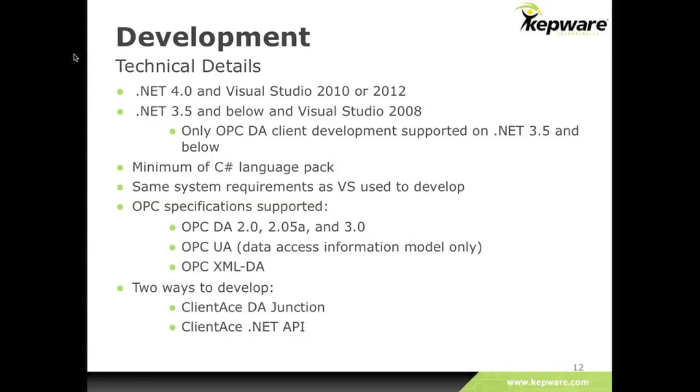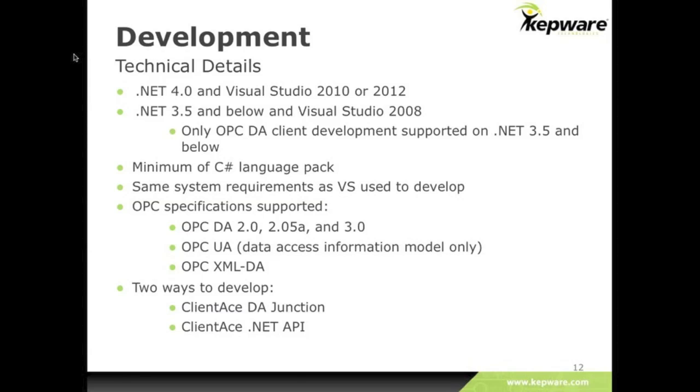Okay, so here are some more technical details. It's just overall support. We support .NET 4.0 and VS 2010 or 2012. We also support 3.5 and below with VS 2008. The only thing there is that we can only do DA client connectivity with .NET 3.5. We use the .NET 4.0 framework to build UA and XML-DA. You have to have at least a minimum of the C# language pack installed, because the backend libraries of ClientAce are written in C#. You can develop in VB.NET, but you also have to have C# installed.